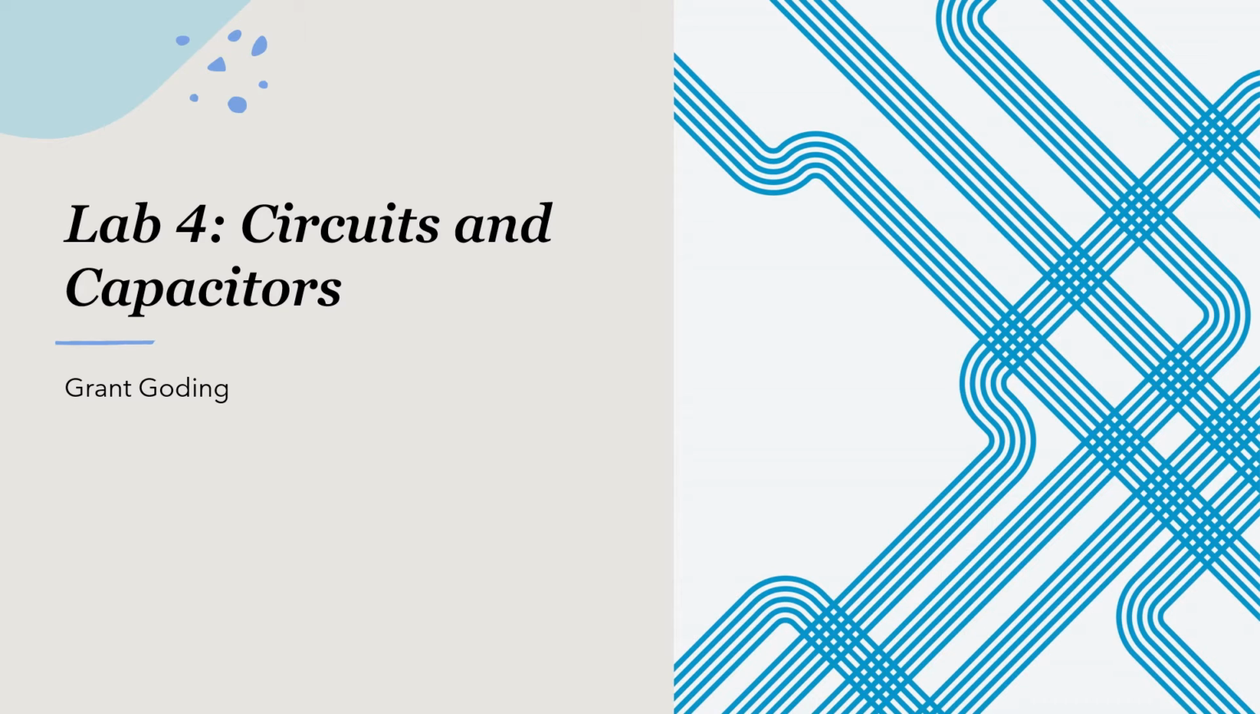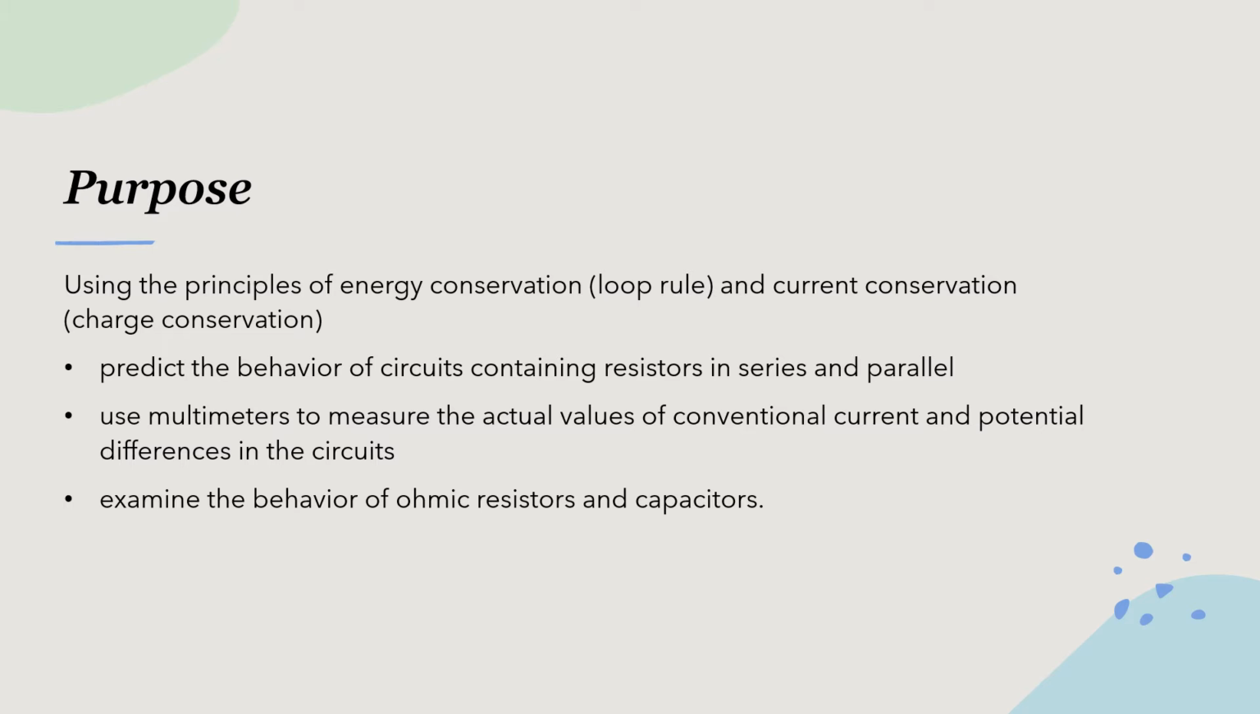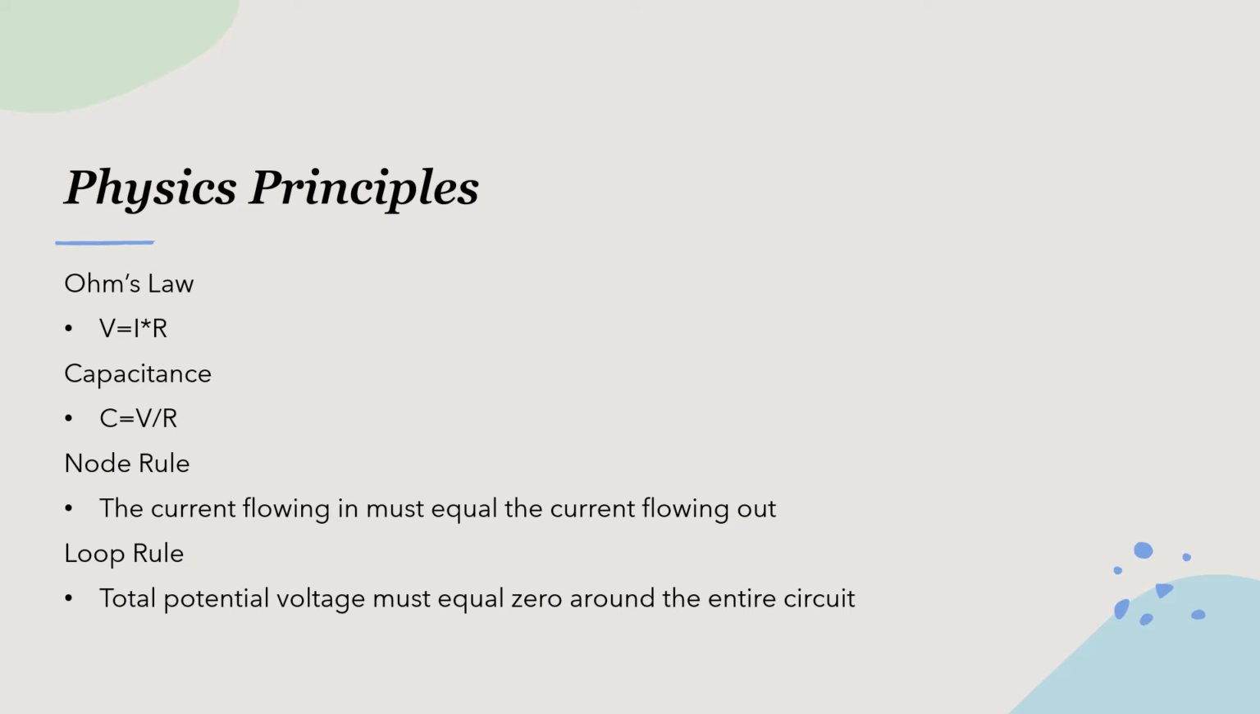Lab 4, Circuits and Capacitors. The purpose of this lab was to use the principles of energy conservation, or the loop rule, and current conservation to A. Predict the behavior of circuits containing resistors in series and parallel. B. Use multimeters to measure the actual values of conventional current and potential differences in the circuit. And C. Examine the behavior of ohmic resistors and capacitors.